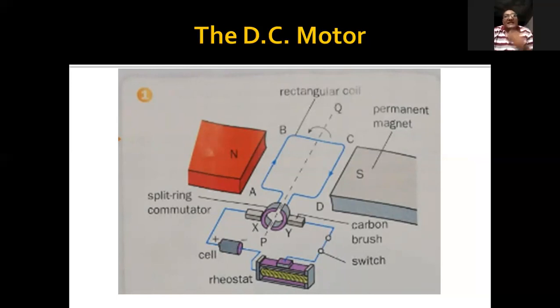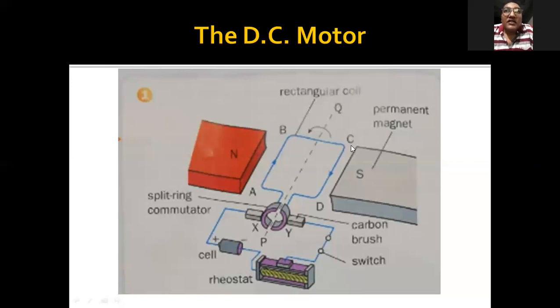So let's apply the left hand rule. The magnetic field is going in this way, from north to south. The current, conventional current, is going from A to B, away from me. So my thumb is pointing downward. Here I have to twist my arm. So on AB, a downward force will be acting.